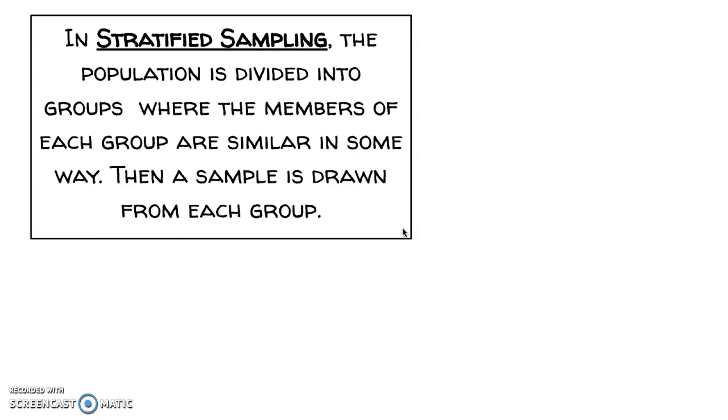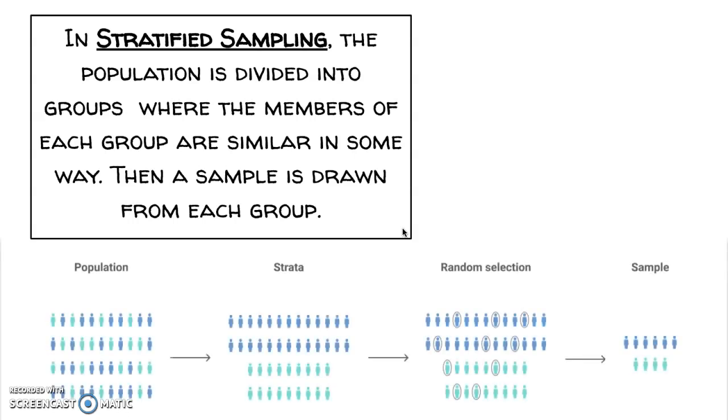In stratified sampling, the population is divided into groups where the members of each group are similar in some way. Then a sample is drawn from each of those groups. And a lot of times you'll see this definition written that the sample is drawn in a proportionate way to each of those groups. So if you have one small group and one large group, you're going to take more random samples from that larger group than from that smaller group. Let's look at an example.